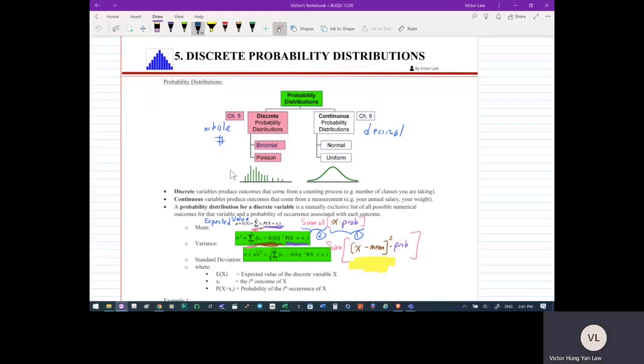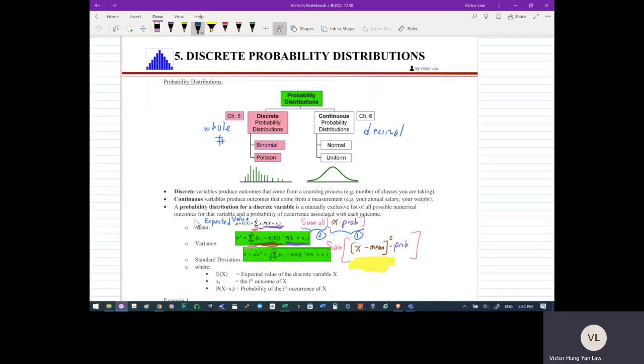So what we're looking at is the probability of individual whole numbers. In addition to learning discrete probability distribution, we're also going to learn about binomial distribution and Poisson distribution in this chapter. A discrete variable, we learned in Chapter 1, produces outcomes that come from a counting process. In Chapter 6, next class, we're going to learn about continuous variables, continuous distributions. Continuous distribution is when we produce outcomes that come from measurements. So that's the difference between discrete and continuous.